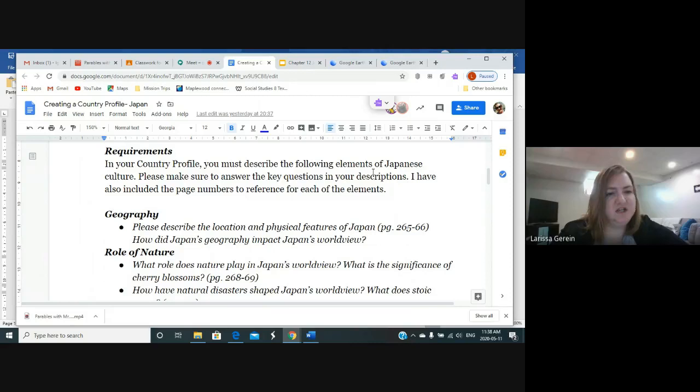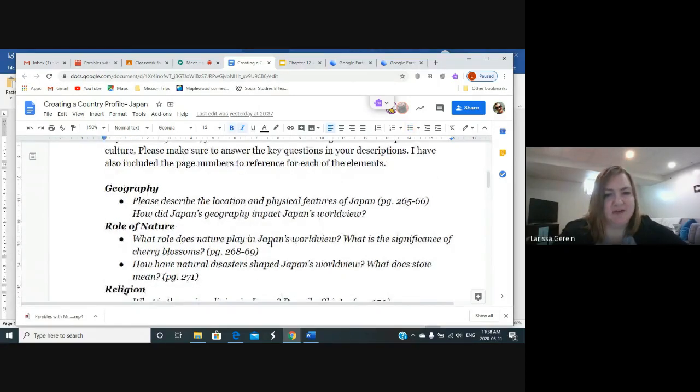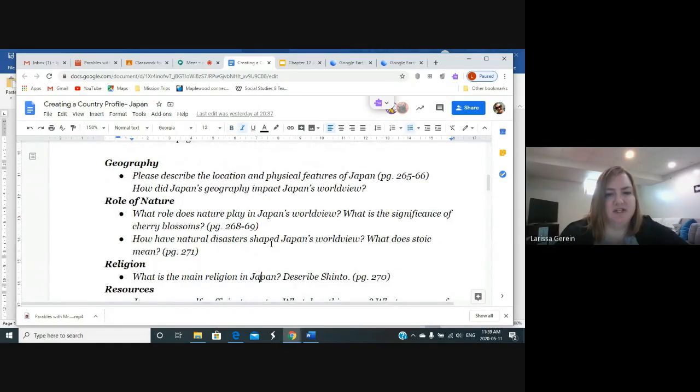So the first one today, geography. Describe the location and physical features of Japan from pages 265 to 266. And then tomorrow we're going to talk about the role of nature. What role does nature play in Japan's worldview? What is the significance of cherry blossoms? How have natural disasters shaped Japan's worldview? What does Stoic mean? Which was the main religion in Japan?